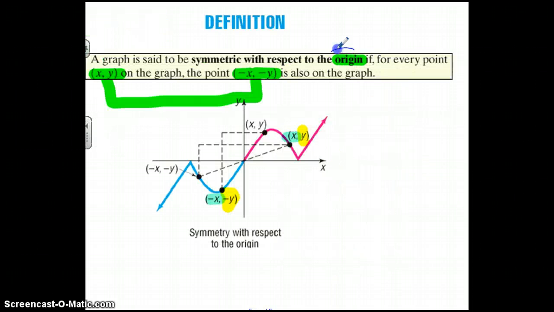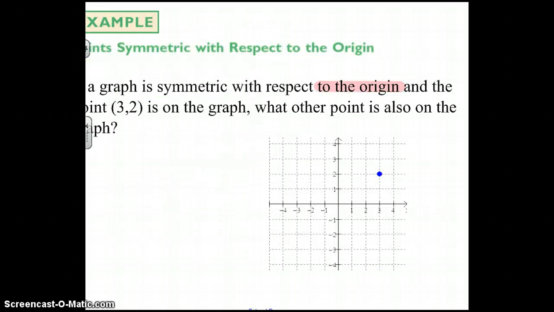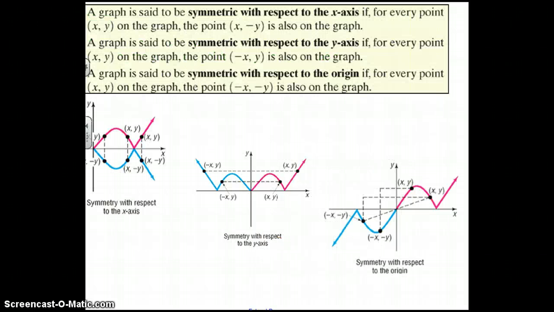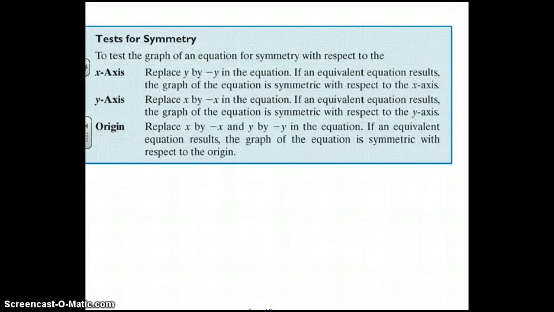If it reflects about the origin, I'm going to change both signs. The x's and the y's go to negative x's and negative y's. So this point 3, 2 would actually go to negative 3, negative 2. Again, that's said to be an odd function or reflects about the origin. So those are the three scenarios, and here are the definitions. Symmetry about the origin, I'm replacing everything, both x's and y's.